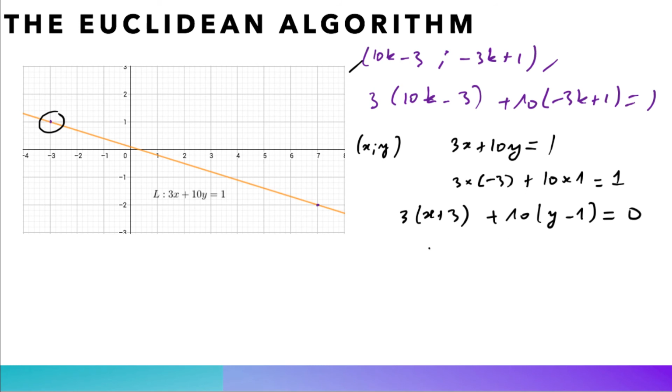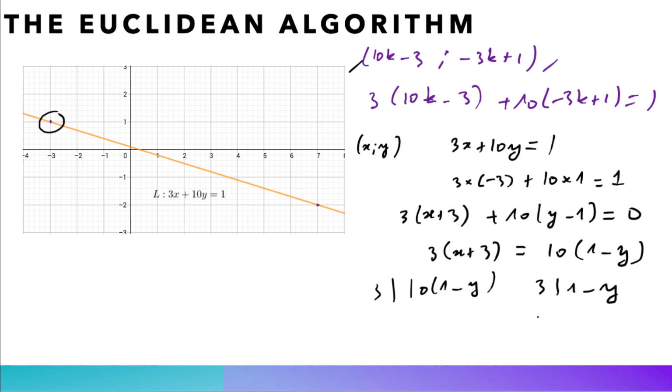This is equivalent to the fact that 3x plus 3 is equal to 10 times (1 minus y). Let me remind you that all the numbers here are integers, and this means that 3 divides the number 10 times (1 minus y). But the GCD of 3 and 10 is equal to 1, and by the Gaussian lemma, one can deduce that 3 must divide 1 minus y. Therefore, there exists an integer k such that 1 minus y is equal to 3k, or more equivalently, that y is equal to minus 3k plus 1. So y is of this form here.